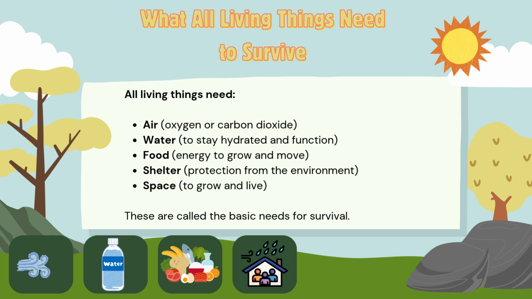Every living thing, whether it's a plant, animal, or human, needs five things to survive. If just one of these is missing, it cannot live for long. So the five things you need are air, water, food, shelter, and space.